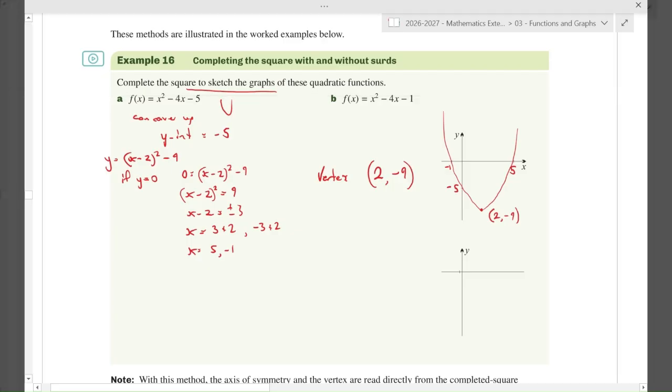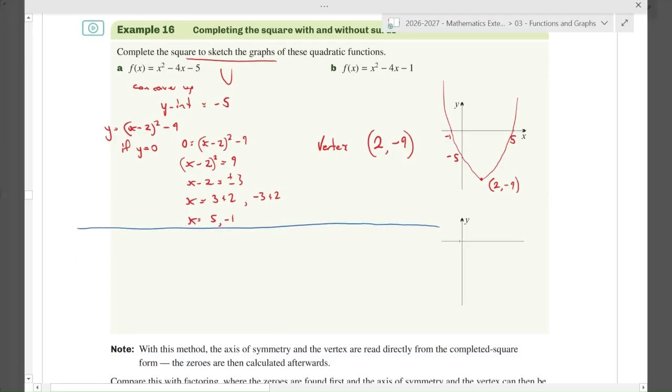All right. Part B. Part B, we are going to do much quicker than we did part A. Why? Because we can. So, if we have a look at this one, we've got x squared minus 4x minus 1. Concavity? Cool. It is concave up. Excellent. What do we do next? Y-intercept is minus 1. You happy with that? Excellent. That's a good start. What do we do next? And how do we do that?